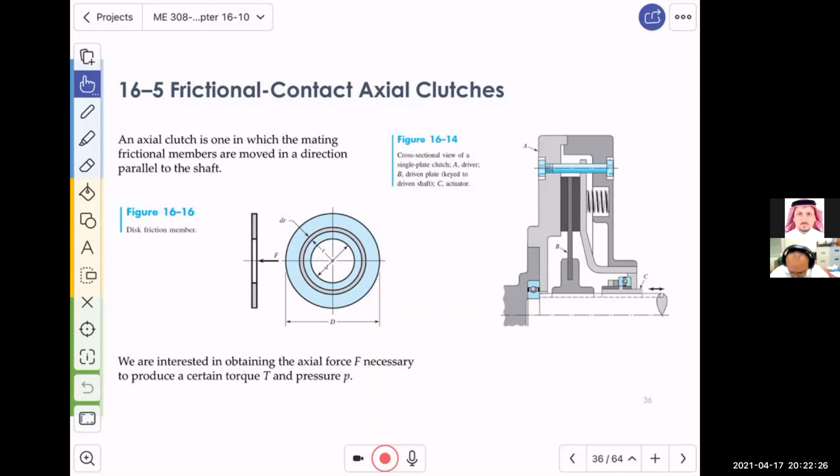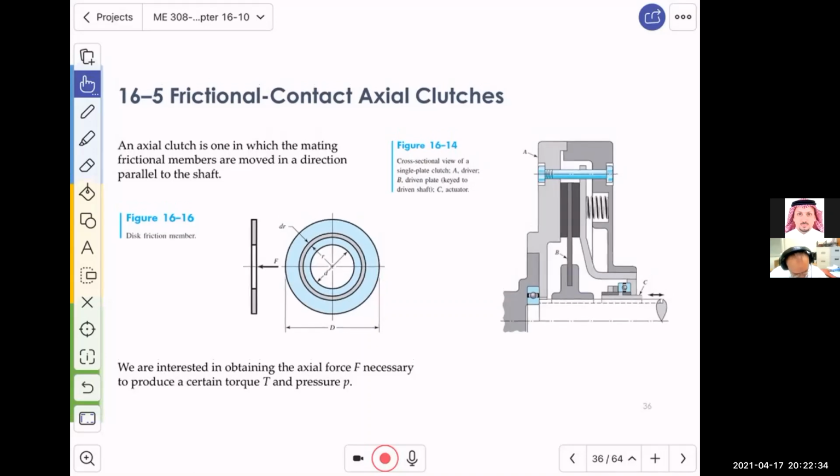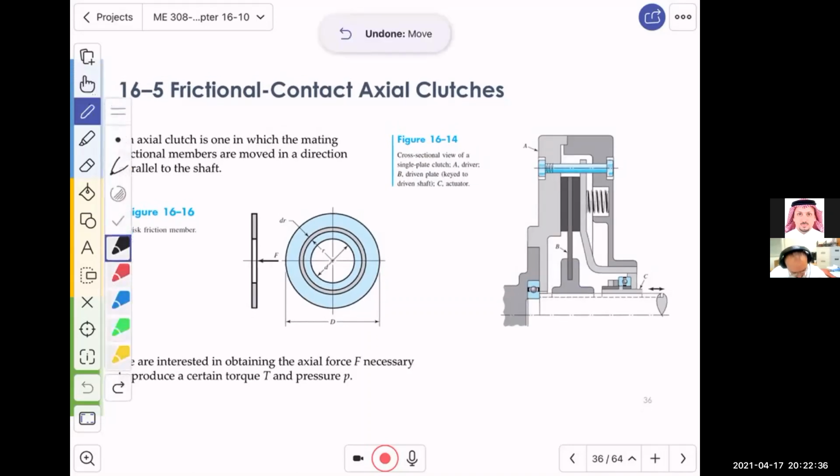If you look here, this is an example of a material over here. You can imagine that this is like a disc, and these are like two pads. If they are being pushed, they will get engaged with the motion of the disc itself.